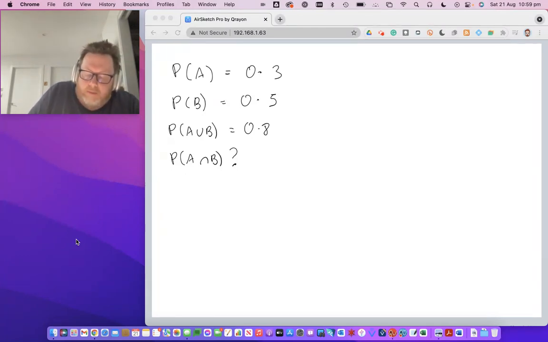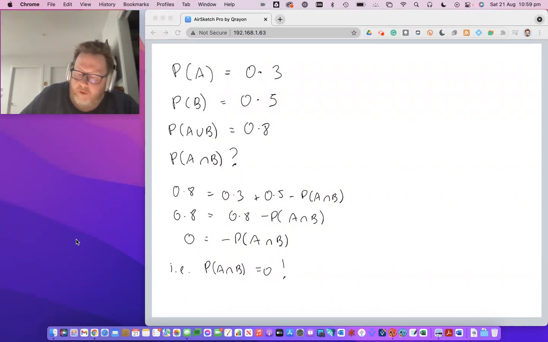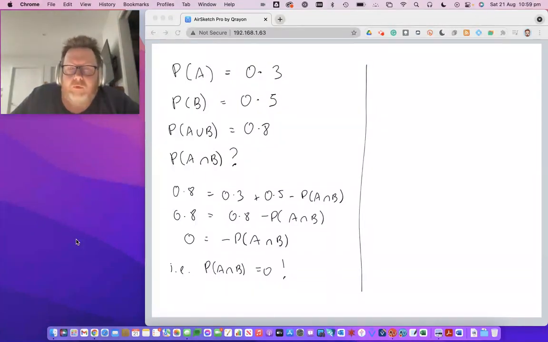So A union B is 0.8. Probability of A is 0.3. Probability of B is 0.5. And I've got minus the probability of A intersect B. So I've got 0.8 is equal to 0.8 minus the probability of A intersect B. And then that will give me 0 equals minus the probability of A intersect B, i.e. the probability of A intersect B is equal to 0. Perfectly legitimate. Again, pause the video. Draw a Venn diagram. Did you do it? Hope so. Here we go.